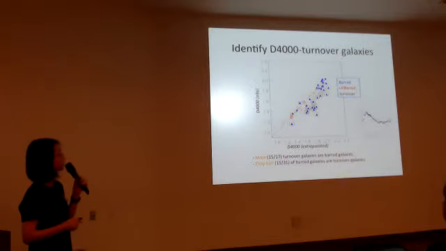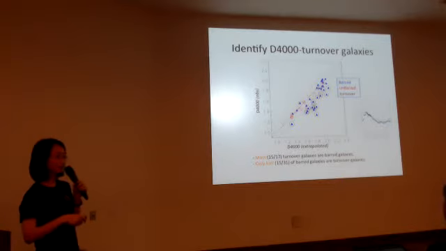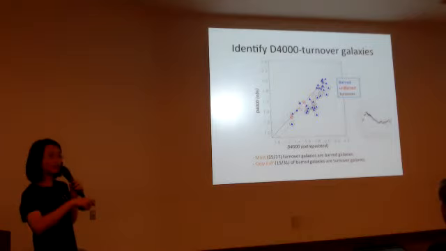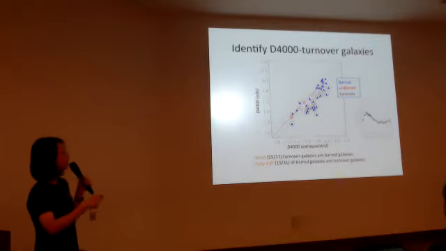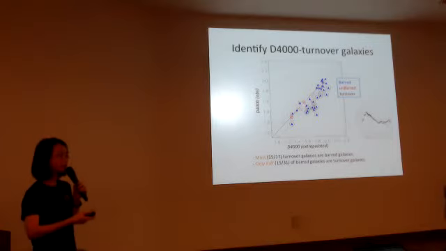And coming back to the first plot, those blue triangles are barred galaxies, and the red circles are unbarred galaxies. So our result is that most of the turnover galaxies are barred galaxies, but when we look at the whole barred galaxy sample, only half of the barred galaxies in our sample are turnovers.